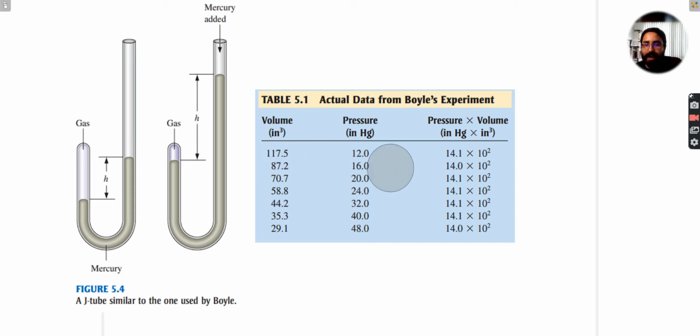Now he did this multiple times on multiple days. So he got another amount of gas, put it in the J tube, and measured how that one affected the pressure, and kept on going lower and lower. So he was trying to establish a trend or a pattern and trying to recognize which pattern he would see.